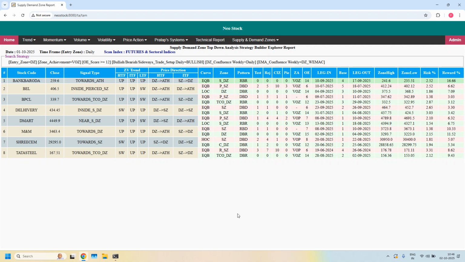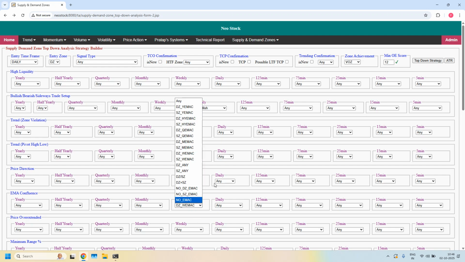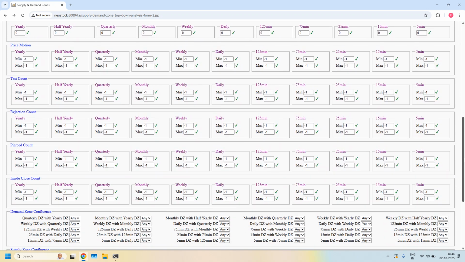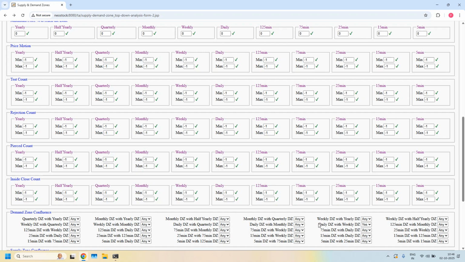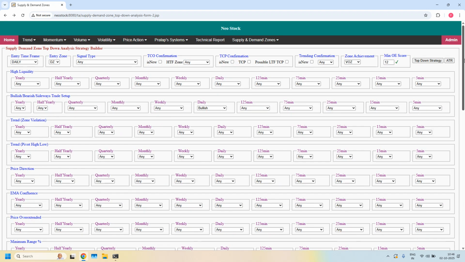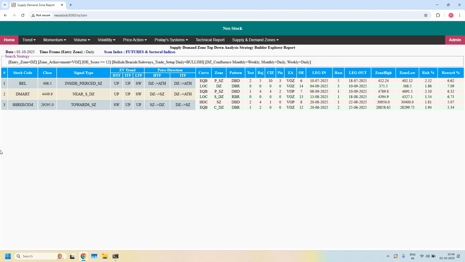Okay, one more strategy is LTF, ITF and HTF demand zone confluence, and after that HTF EMA confluence. So let's filter based on that. I'm going back, removing the ITF EMA filter. In the demand zone confluence, I have to set 3 filters: daily and weekly already enabled, daily and monthly, weekly and monthly. With all the 3 filters, we got 3 stocks.